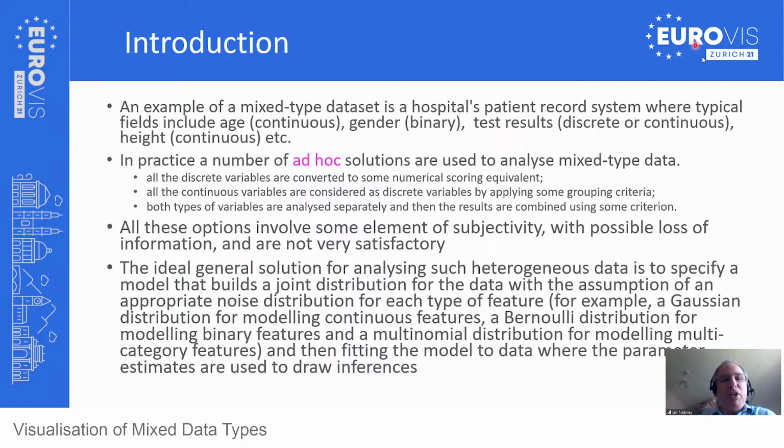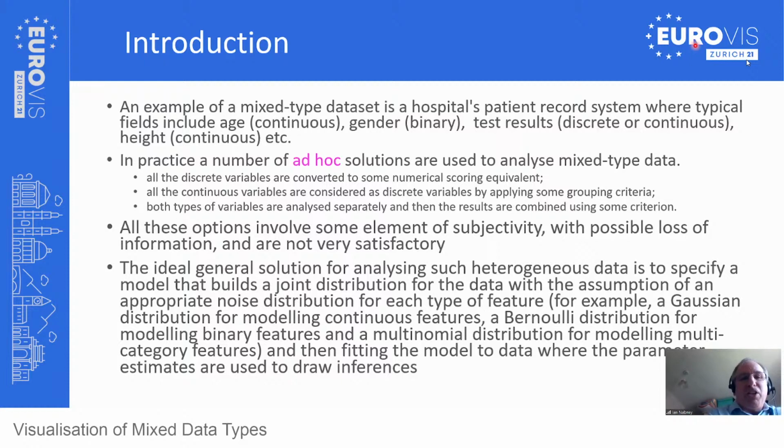So how do people actually do this in practice? Well, there are a number of ad hoc solutions which are used to analyze mixed data type data. One thing that people can do is convert all the discrete variables to some sort of numerical scoring equivalent. Of course, the disadvantage of that is that there's an implied ordering on those variables once they've got a numerical score, and that ordering is not justified by the original semantics of the variables that we started with.